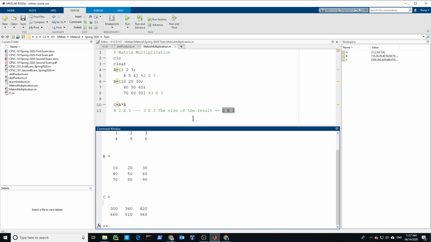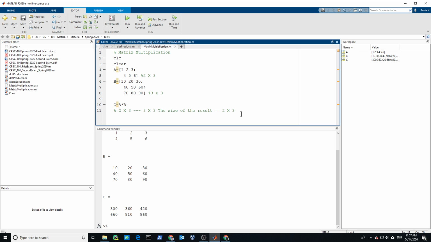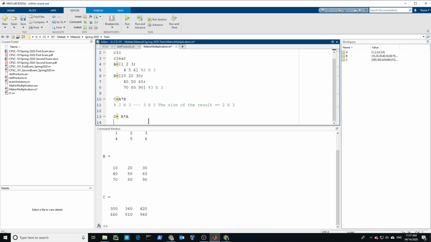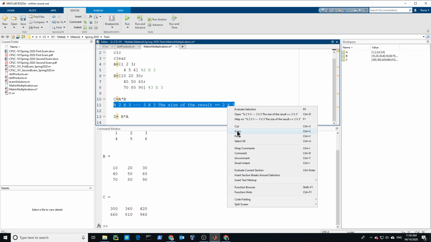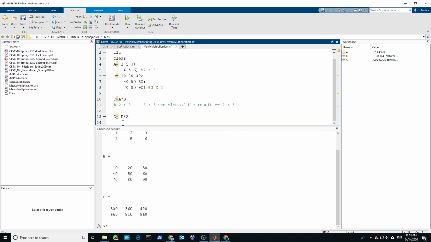If we reverse it, let's say for example d equals b times a. Do you think it will work? All right, so let's check the condition first. Let's copy this, put it in here.